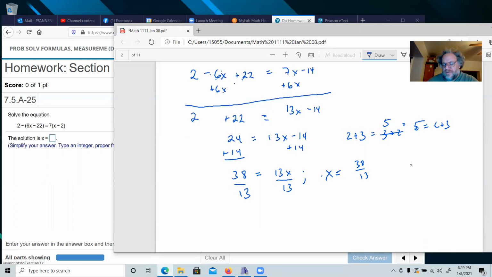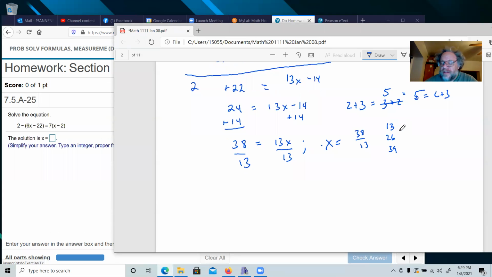My nephew will do it this way. I'll write out the multiples of 13 until he gets this one. Okay, it's okay to guess. But with a number like 13, maybe your guessing isn't going to be quite so good. So this is just another way to do it.